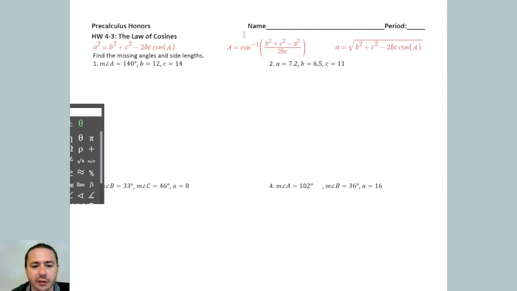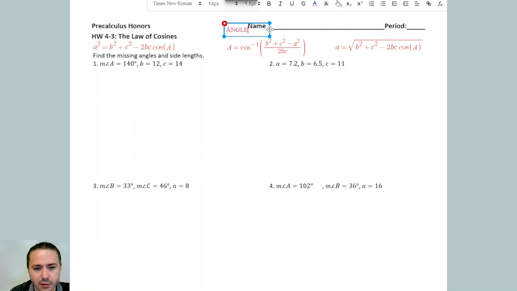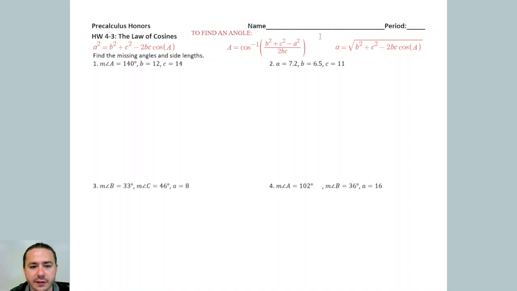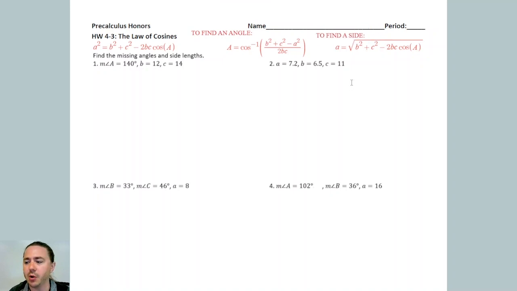This is going to be for an angle. Okay, maybe I'll type that in here. To find an angle, we're going to use this one. To find a side, we'll use this one. It's the same equation, it's just, as you saw a moment ago, algebraically manipulated around to meet our needs, okay? So let's just start with number one.